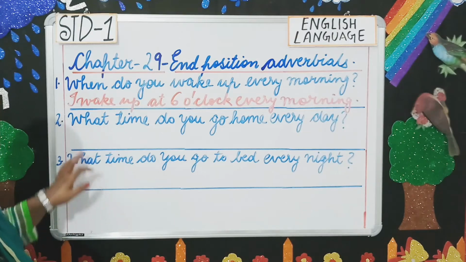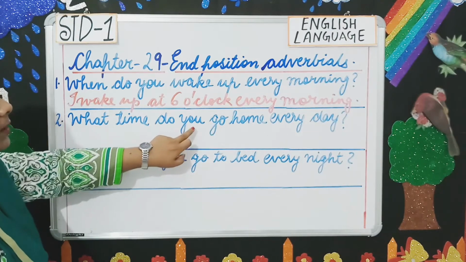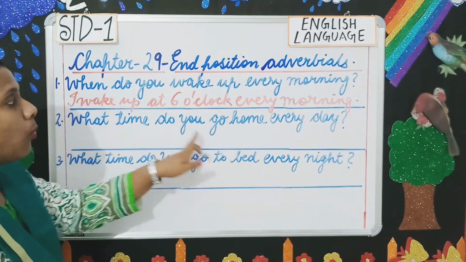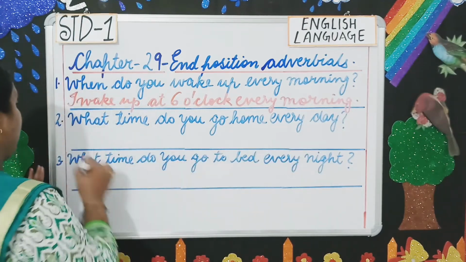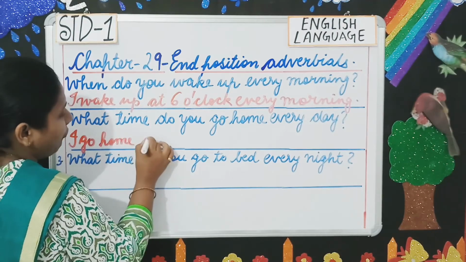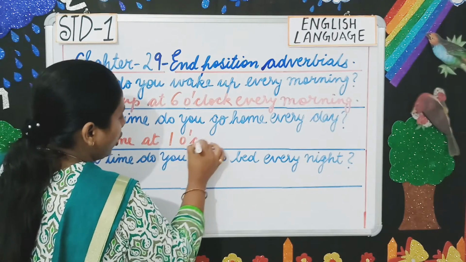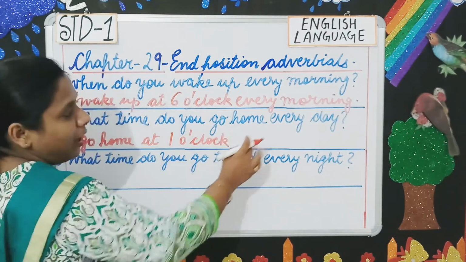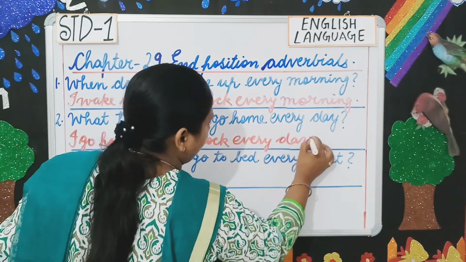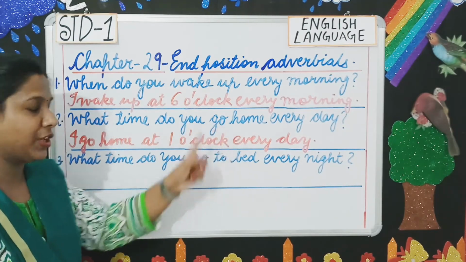Clear? Next, what time do you go home every day? So you will write, you becomes I, I go home at 1 o'clock every day. I go home. Before the time you have to write at 1 o'clock, and you have to add every day. Remember, students, the answer will be according to the question.